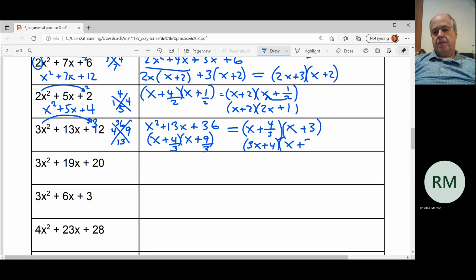Times x plus 3. Now let's see, does it really give us that answer? Let's see here. 3x squared, yep, plus 4x plus 9x, yep, that gives us the 13x plus the 12. So it's a tricky way of getting to the factoring of this: slide, divide, and I'd call this slide back. This is essentially your sliding back when you're bringing that back out of the fraction.